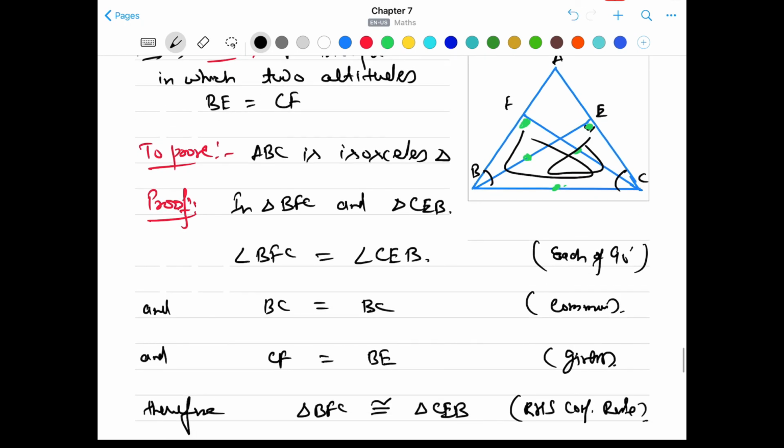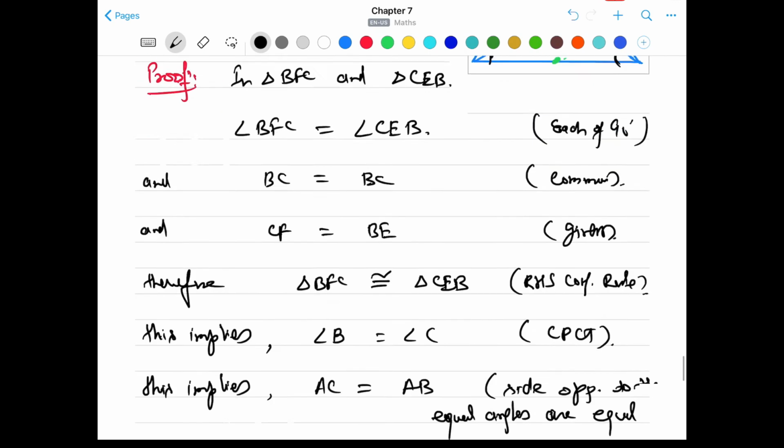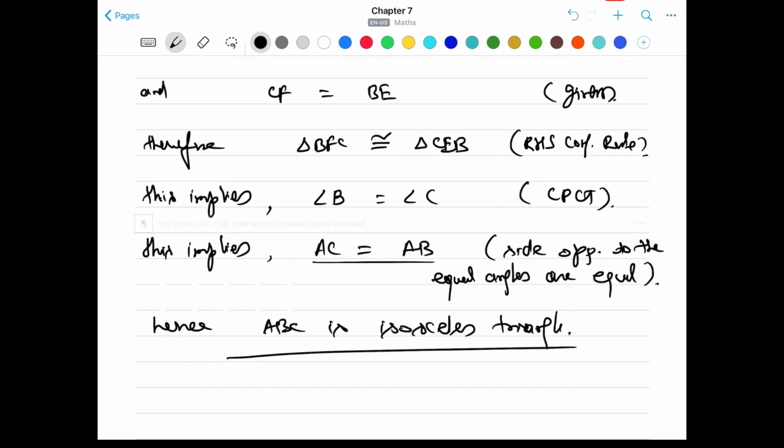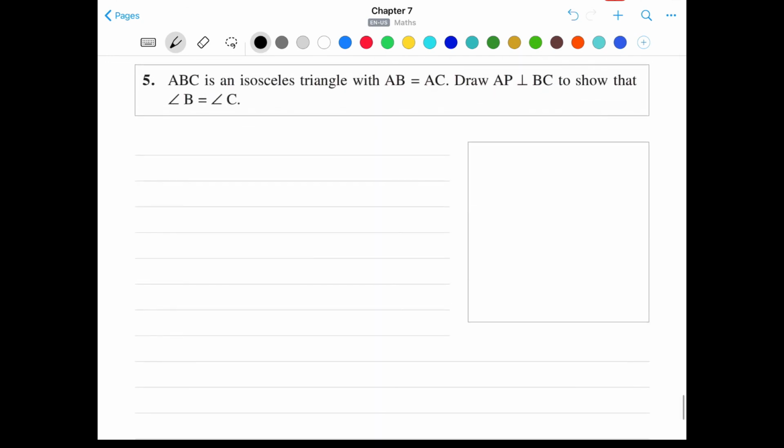So first we prove that these two triangles are congruent. If these two triangles are congruent, their corresponding angles B and C will be equal. And from the isosceles triangle property, we know that the sides opposite to the equal angles of a triangle are equal. So with that we have proved that these sides are equal, hence ABC is an isosceles triangle. Okay, now moving to the next and the last question of this exercise.